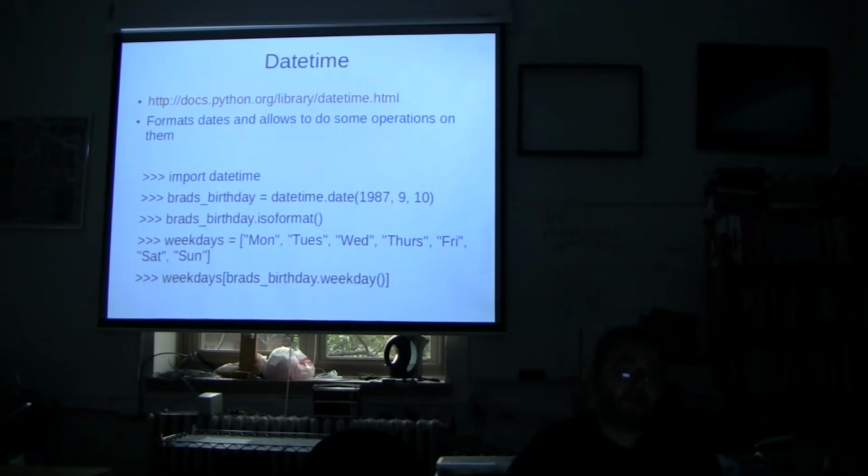Datetime formats dates and allows you to do queued operations on them. My birthday is right there in a date form. You can get different formats out of it. So ISO format is going to print it out in a very specific string. You can figure out what weekday my birthday was on using the weekday function contained within the date object. There's a whole bunch of things you can do.